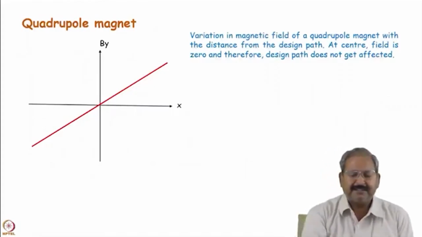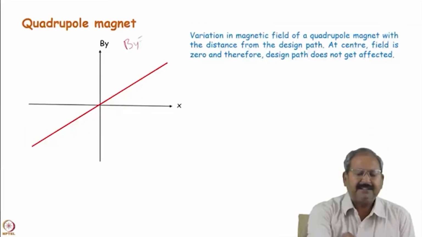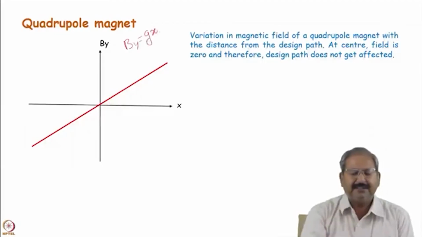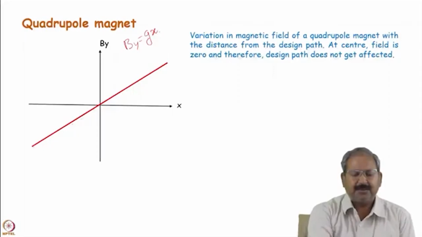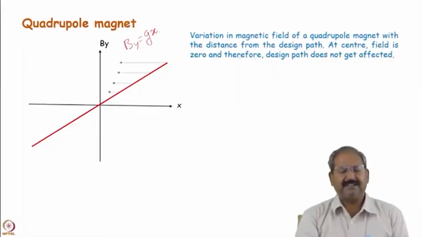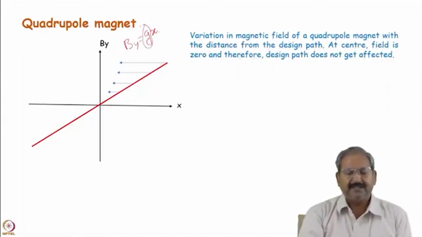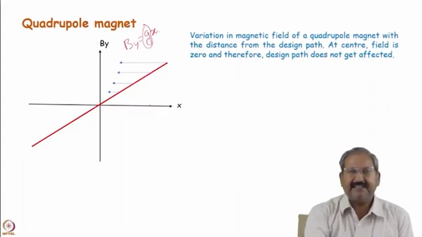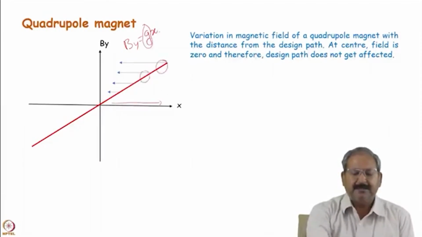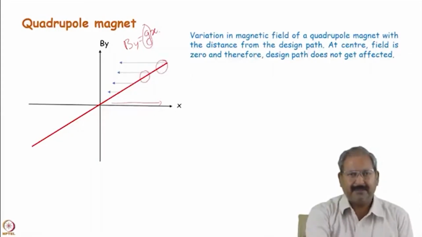Now, By is equal to g x, which was written. So this is the graph showing the variation of By with x. This is a simple straight line having some inclination with the x-axis, and this inclination defines the gradient g. Now you can see that as x increases here, the magnetic field also increases, which means the force applied by the magnetic field on the charged particle will also increase.